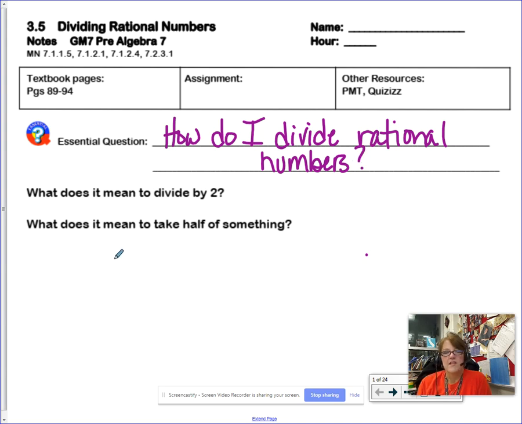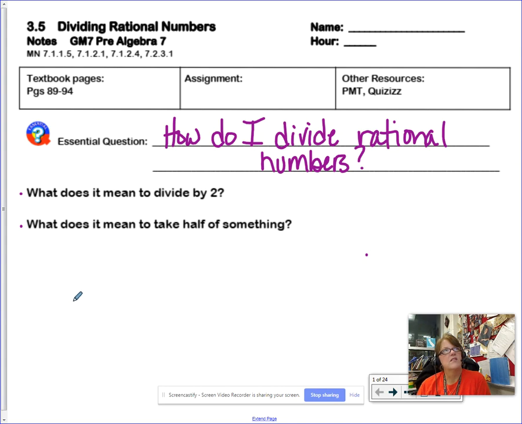I want you to think on these two questions. First, start with this one. What does it mean to divide by 2? What does that really mean? Divide by 2. Think about that for a second. If someone's around you, pause the video, talk to them a little bit. What does it mean to take half of something?